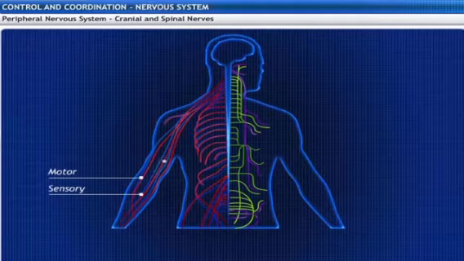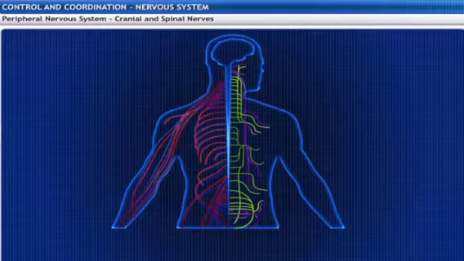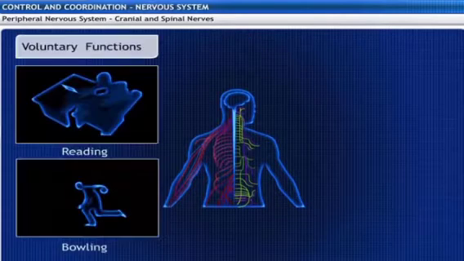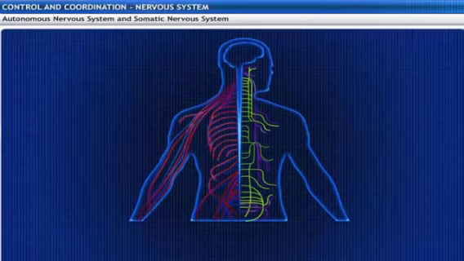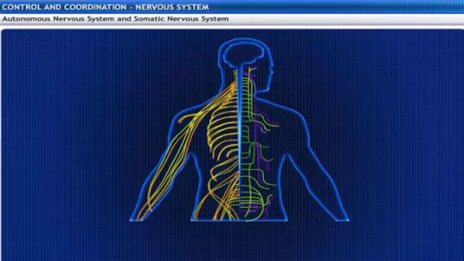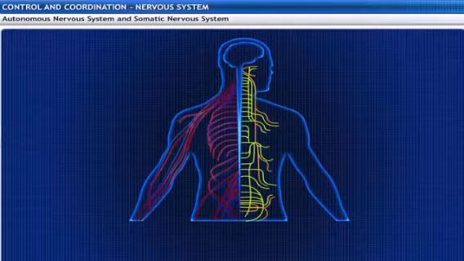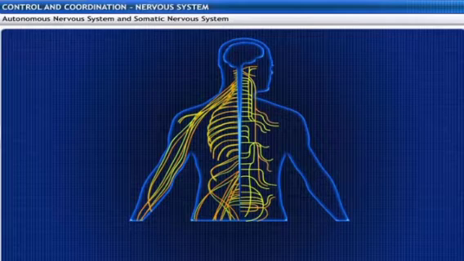The peripheral nervous system receives as well as transmits impulses. The former is carried out by sensory nerves, and the latter is carried out by motor nerves. Motor nerves control both voluntary and involuntary functions. Based on the functions performed, the peripheral nervous system is classified as autonomous nervous system and somatic nervous system.